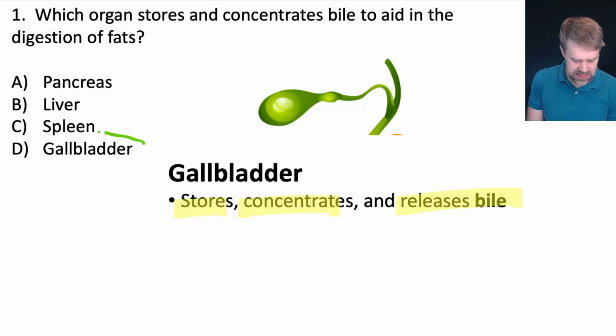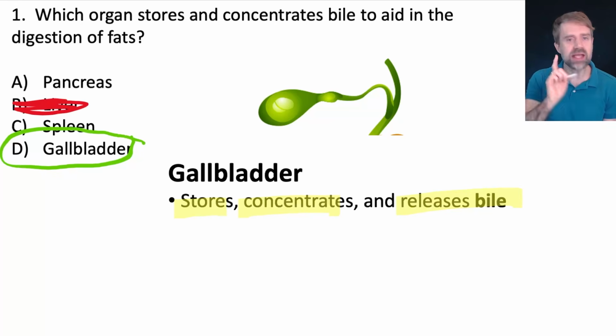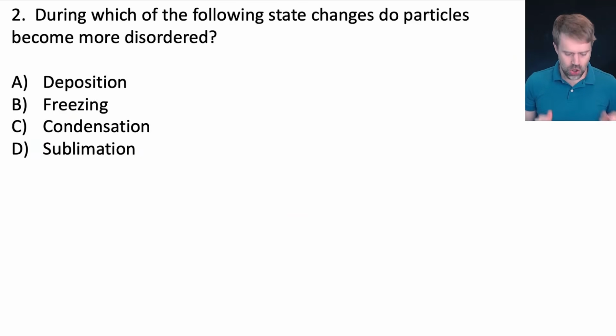It is D, gallbladder. And don't make that mistake thinking that it's B. No, the liver makes bile, but it doesn't store and concentrate it. So many people get this wrong. The liver makes bile. It doesn't store it. The gallbladder stores, concentrates, and releases bile. D.